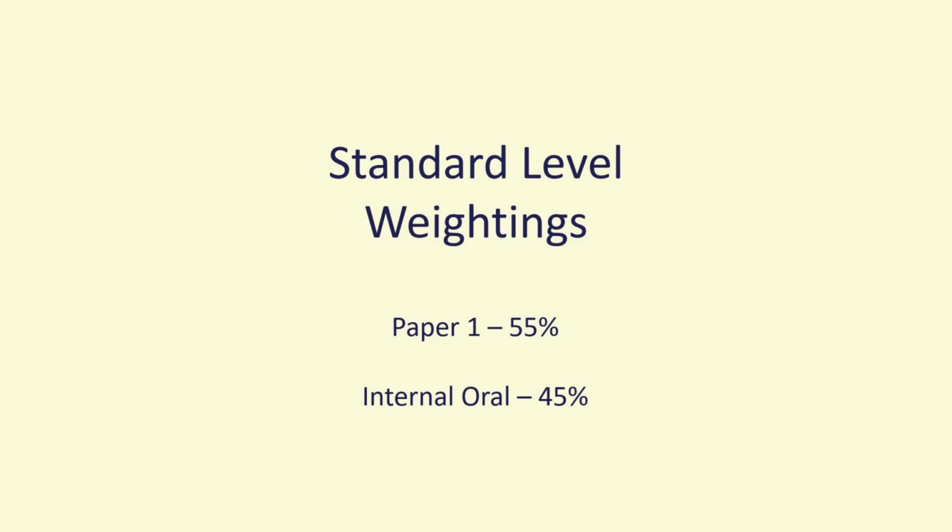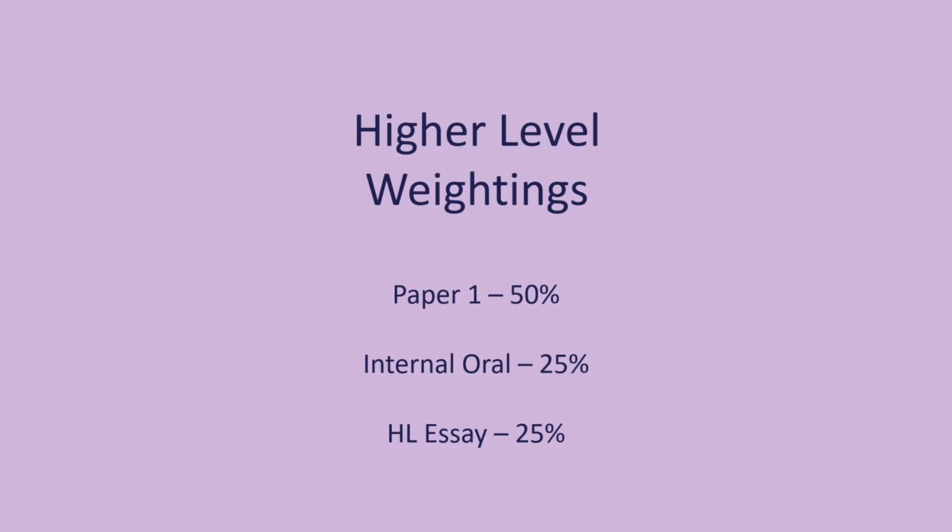For those of you taking standard level English language and literature, your Paper 1 is now 55% of your final grade, whereas your Internal Oral is now 45% of your final grade. Those of you in the higher level classes, your Paper 1 is now 50%, Internal Oral 25%, and HL Essay 25% of your final grade.